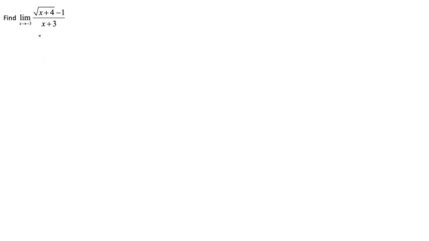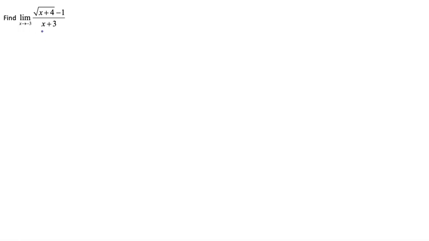Find the limit as x approaches negative 3 of this function. We have radical x plus 4, all of that minus 1, divided by x plus 3. All right, so the first thing we want to do is usually just plug in the negative 3. Hopefully we get a number, because if that was the case, then that would be the answer. So let's go ahead and try that.